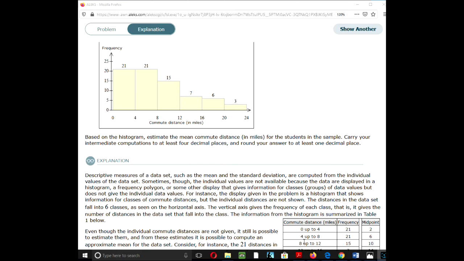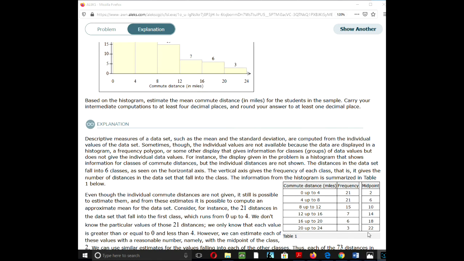The commute distance of 4 to 8, the frequency is 21, and so we can say the midpoint there is 6. From 8 to 12 miles, 15 of those students, and so we can say a midpoint of 10. For 12 to 16 miles, 7 students say that they travel that distance, and we took the midpoint and said 14. For 16 to 20 miles, 6 students traveled that distance, so the midpoint is 18. And for 20 to 24 miles, 3 students said that they travel that distance.